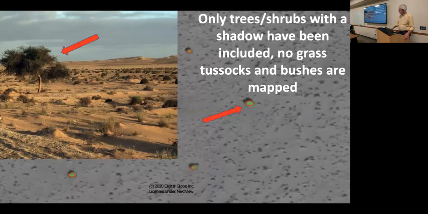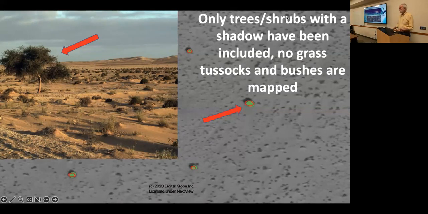Here's an example. Here's one tree, and there's all of this vegetation, herbaceous vegetation, tussocks of grass. There's the tree right there, and we don't map all of these areas. If they have a shadow and they're not green, they're not a tree. If they're green and don't have a shadow, they're not a tree.